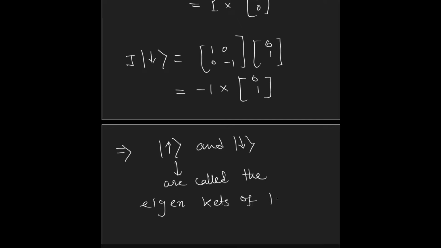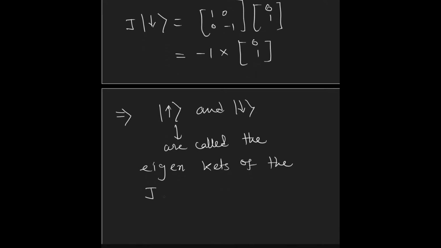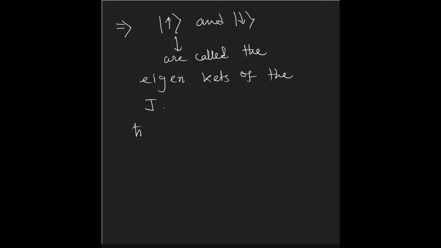And here the up state and the down state are called the eigenkets of the corresponding operator J, and the values we get by operating with J, plus h bar by 2 and minus h bar by 2, are called the eigenvalues, or the observables corresponding to the up and down states.